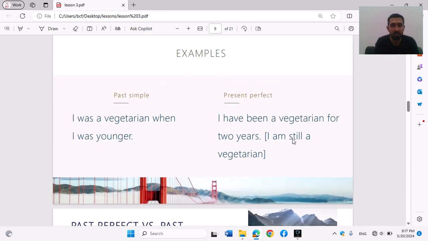Okay, look at this example. Past simple: I was a vegetarian when I was younger. Whenever you say I was a vegetarian when I was younger, it means that you are now eating meat. Okay? So you are not a vegetarian still. The effect doesn't continue because it's past simple. But when you say I have been a vegetarian for 2 years, it means I am still not eating meat. Okay? The effect continues until now.